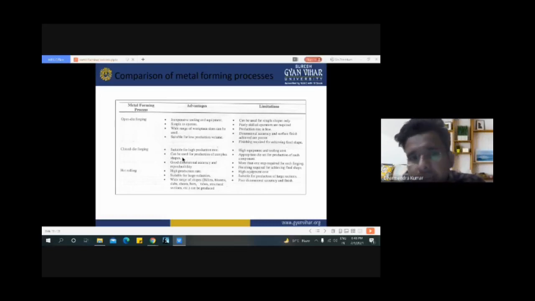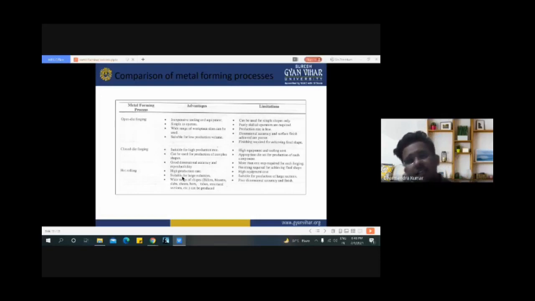The advantages of closed die forging are that it is suitable for high production rate, can be used for production of complex shapes, and has good dimensional accuracy and reproducibility. Here are the limitations of closed die forging: high equipment and tooling cost, an appropriate die set is needed for production of each component, and more than one step is required for each forging. These are some limitations of closed die forging.